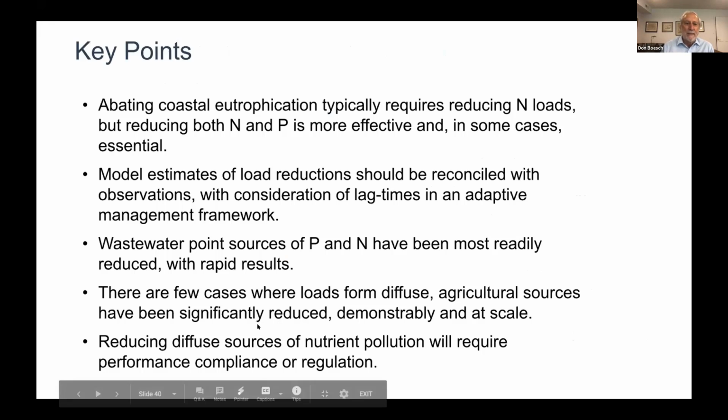And so here are the key points, and I'll just leave you to read them while I emphasize just a few.